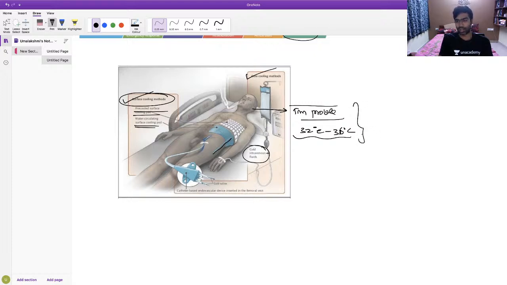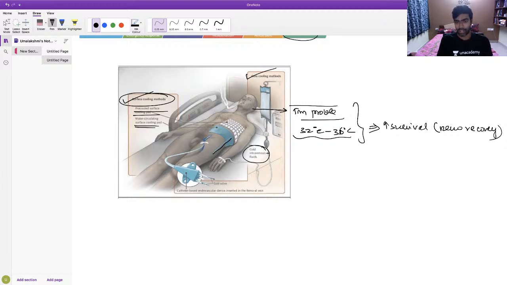This is supposed to have unequivocally a better outcome and increased survival. As far as neurological recovery is concerned, this is considered to be extremely good. There are three areas where you can use this therapeutic hypothermia or target temperature management. One is post-ROSC in cardiac arrest patients.